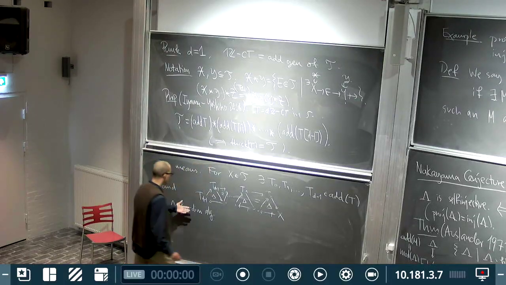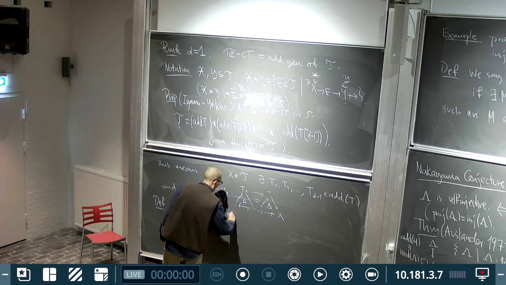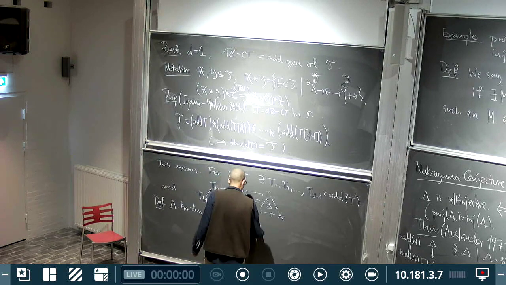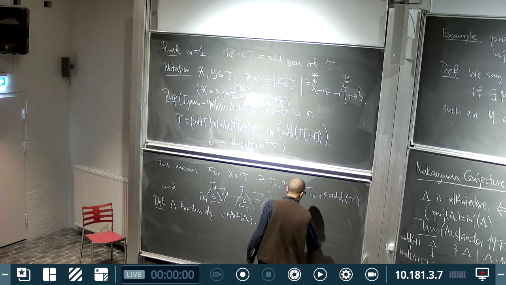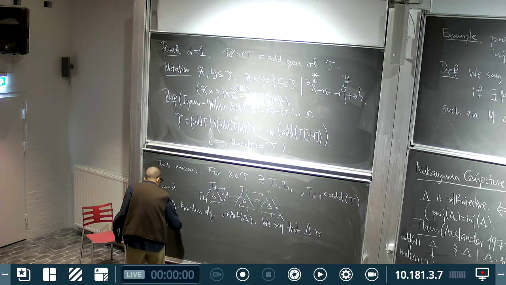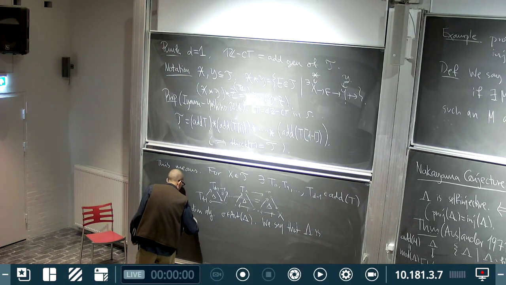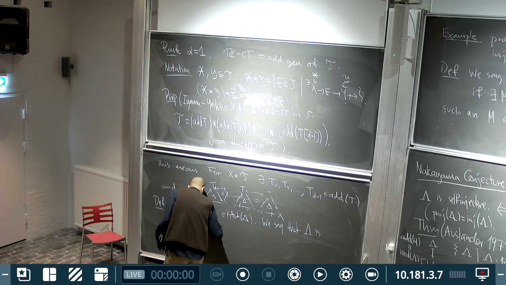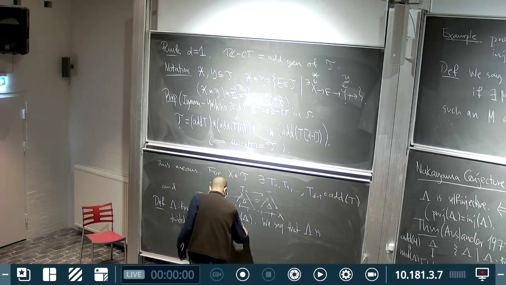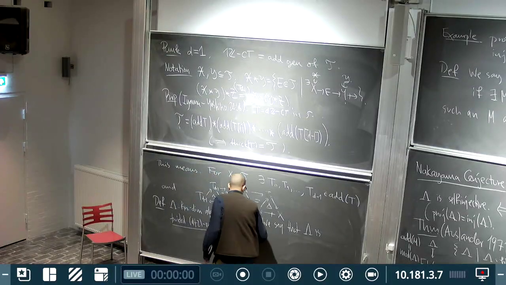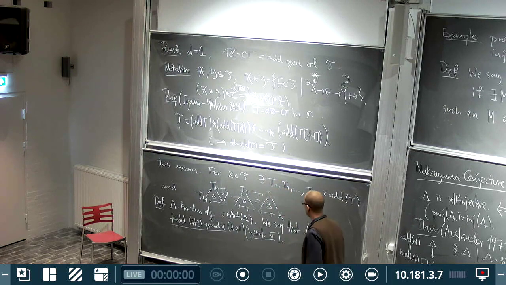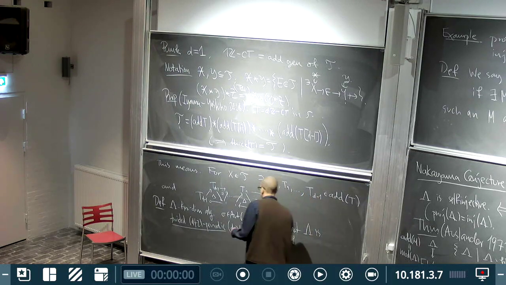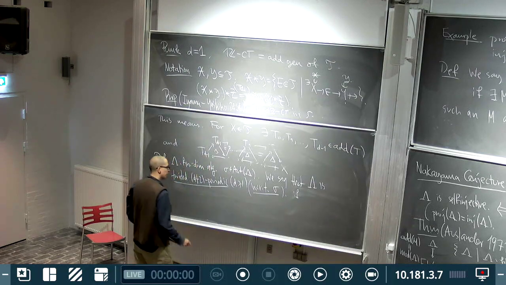So if I'm given a finite dimensional algebra lambda and an algebra automorphism sigma, we say that lambda is twisted d plus 2 periodic with respect to sigma, if I need to make reference to this explicit automorphism, if the condition is the following.